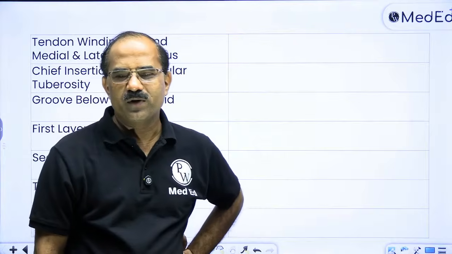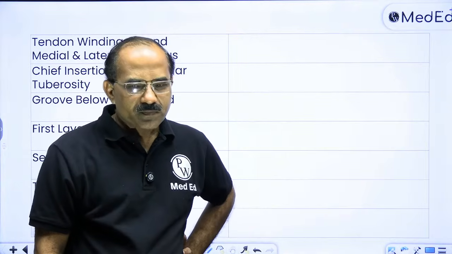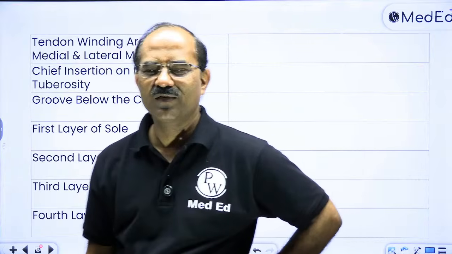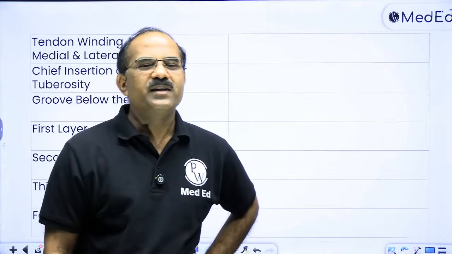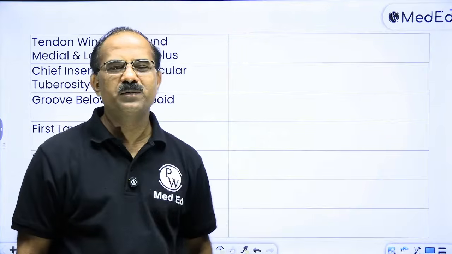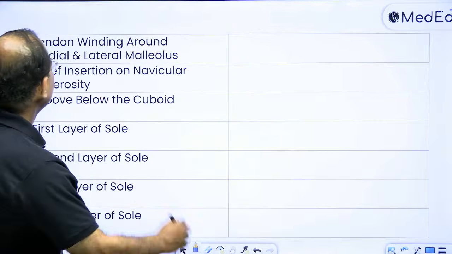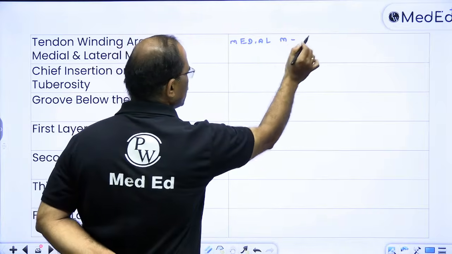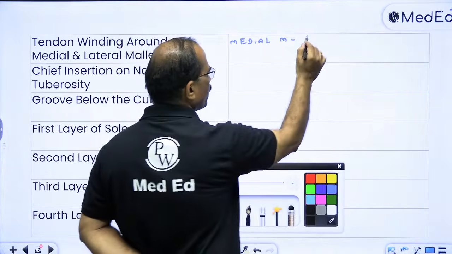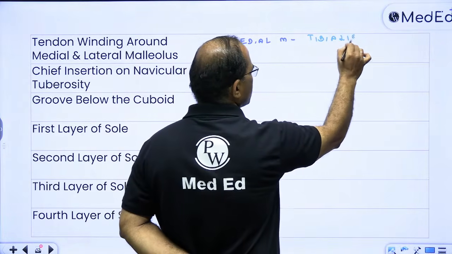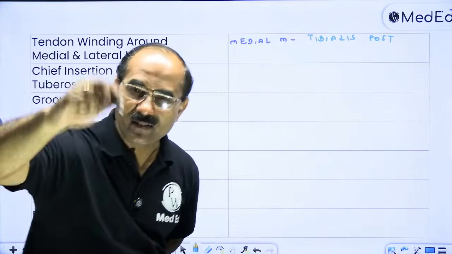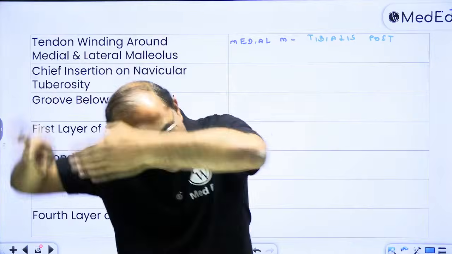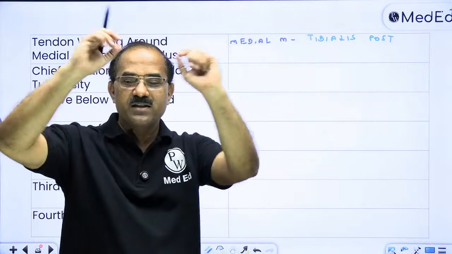Very important. Can anyone tell me? Very good, Sanvi. That's fine. Arish, I'll tell you. Come on, say it. Which is the muscle which winds around the medial malleolus? That's the tibialis posterior. The muscle which winds around the medial malleolus is tibialis posterior. Remember this, children, it also comes as visuals: they show the medial malleolus, and there's a tendon which goes around and hooks around it. Remember, that's tibialis posterior.